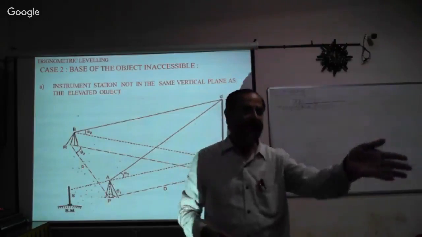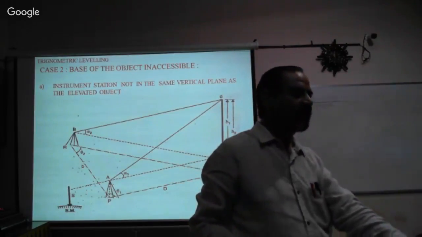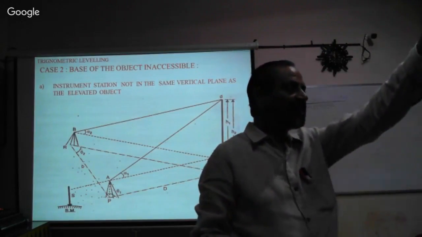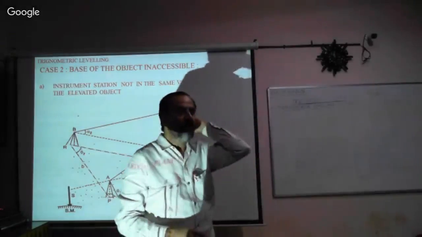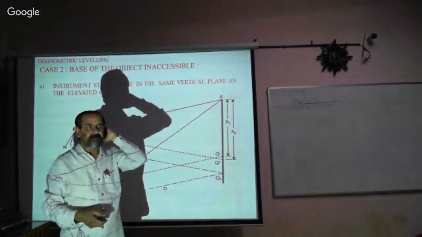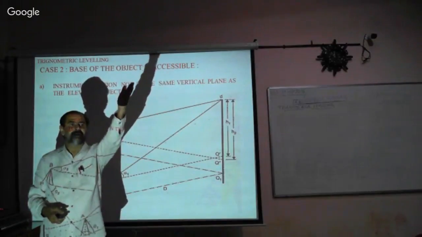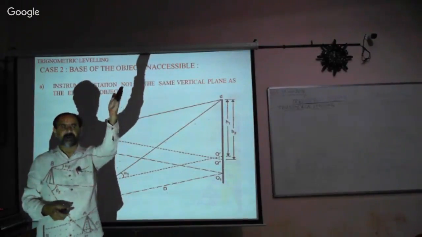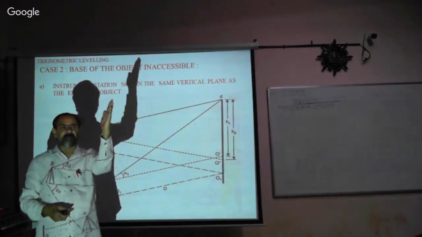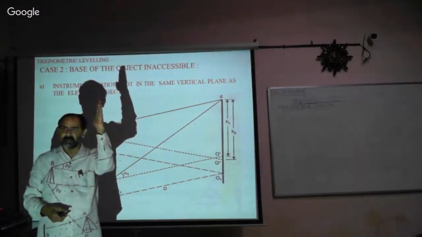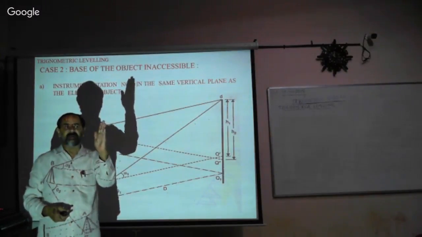First instrument station, then the elevated object, then instrument station 2. Instrument station 2, instrument station 1, and the elevated object, all these three are in the same vertical plane. That is the single plane method.